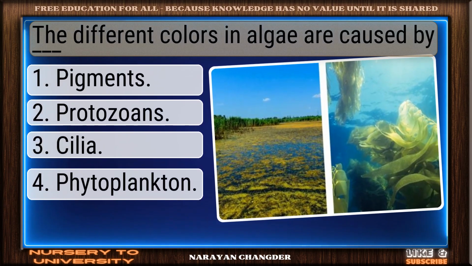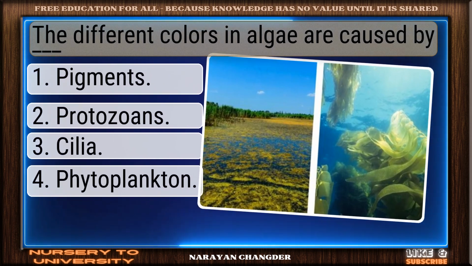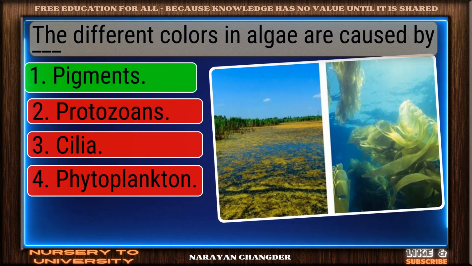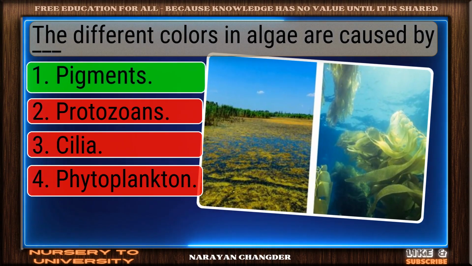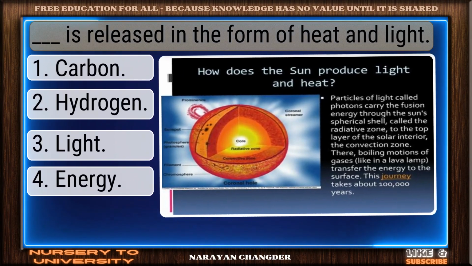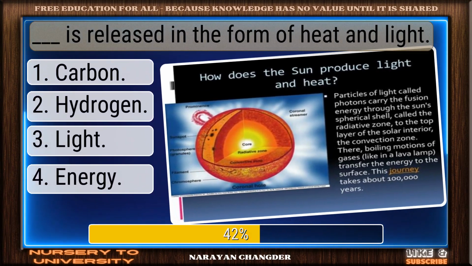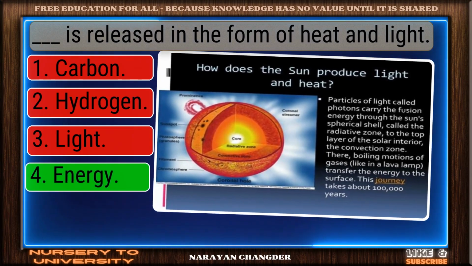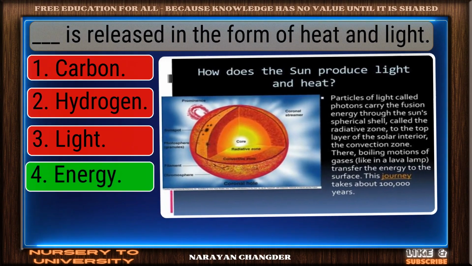The different colors in algae are caused by dash. Exactly. Pigments make sense, and it is right choice. Dash is released in the form of heat and light. Good job. Your answer energy works well here.